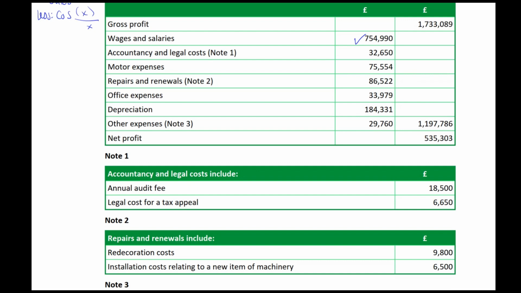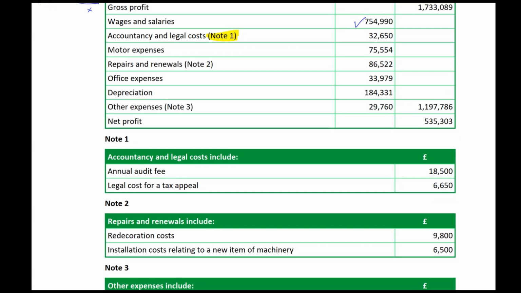The next one is accountancy and legal costs, and that does come with an additional note. So I'm now going to refer to the additional note, and it tells me accountancy and legal costs include, then it gives me two specific items. They don't make up the total of the accountancy and legal costs. They're just two things included within that total. So everything else is definitely fine. The question is, are these two fine?